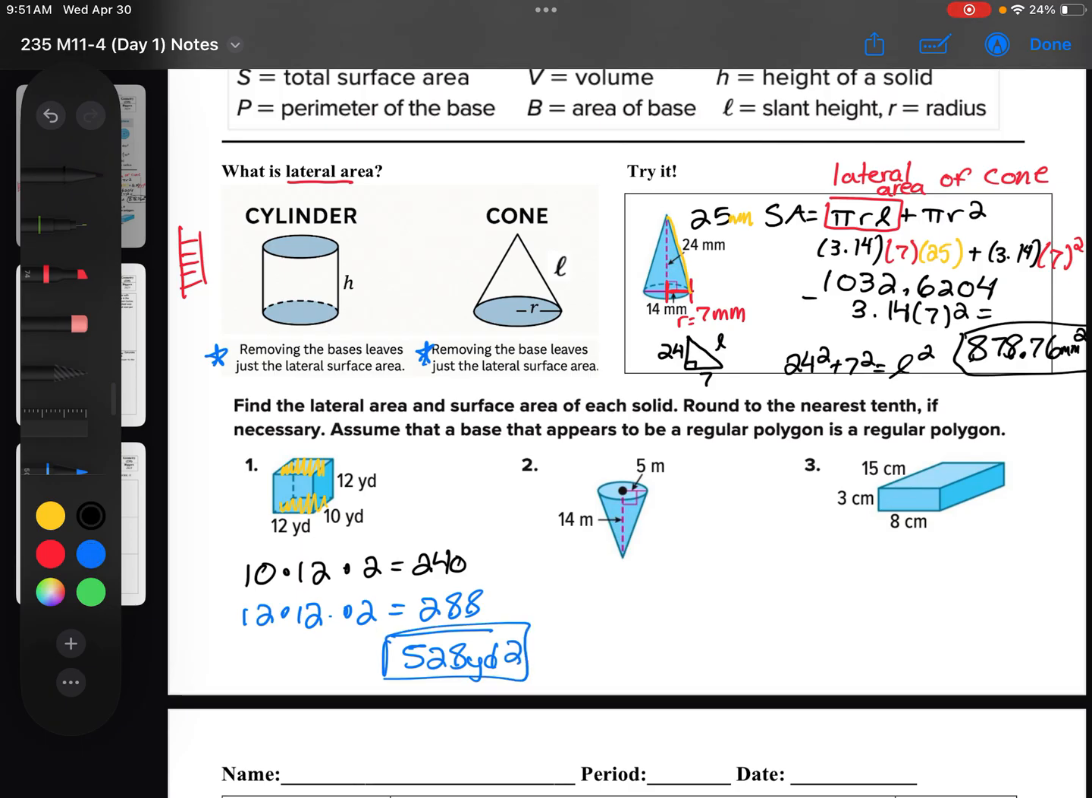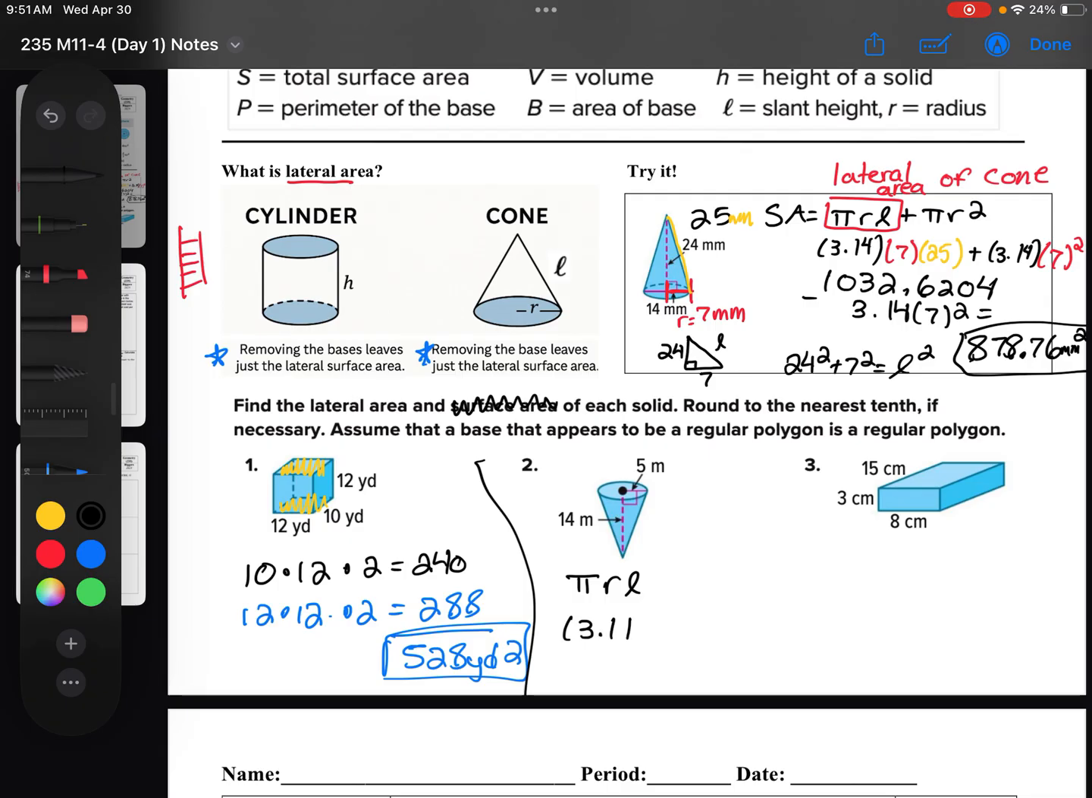Okay? Now, if we remember our life hack from the cone, the lateral area of the cone is just pi r times the slant height. Because remember, we ended up, see what I'm circling now, we ended up just subtracting the area of that circle. So to find the lateral area of the cone, we just do that. And I'm going to scratch out surface area because that's doing too much. So that's how you would find the lateral area.